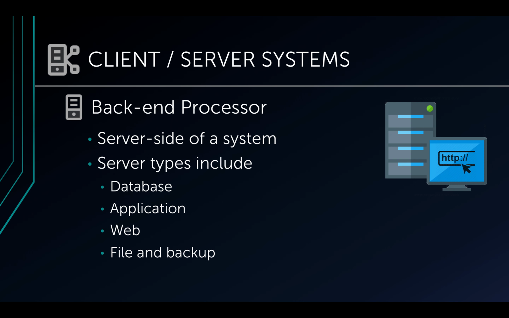A server is considered to be the backend processor in a client-server system. Some server types include database, application, web, file, and backup. For example, a web server is designed to process the HTML requests of a client and display the results in a web browser. Database servers function in a very similar way. As SQL requests are sent by the client, a database server processes the request and the results are sent back to the client as query results.